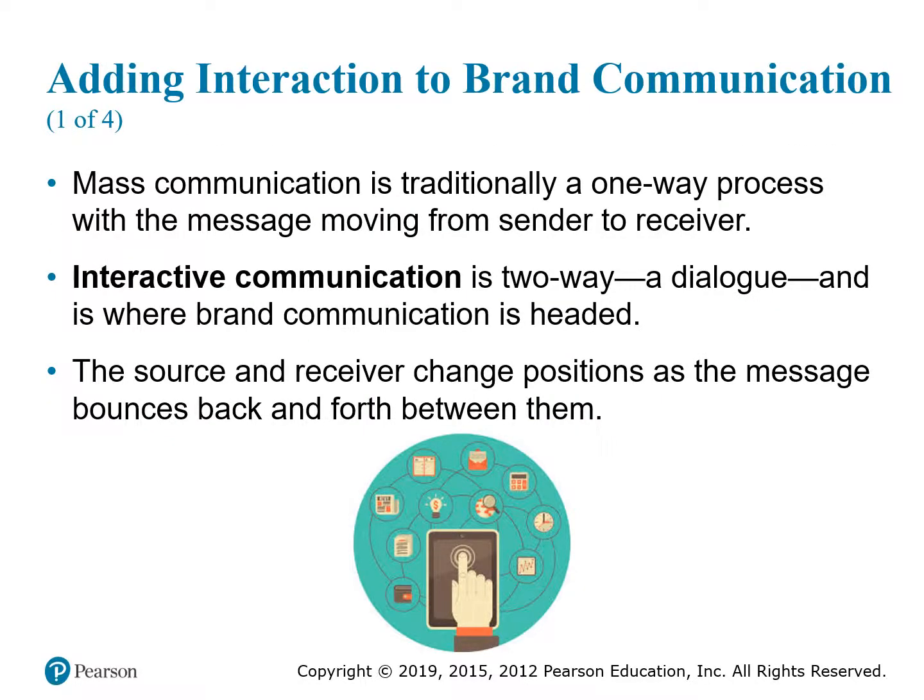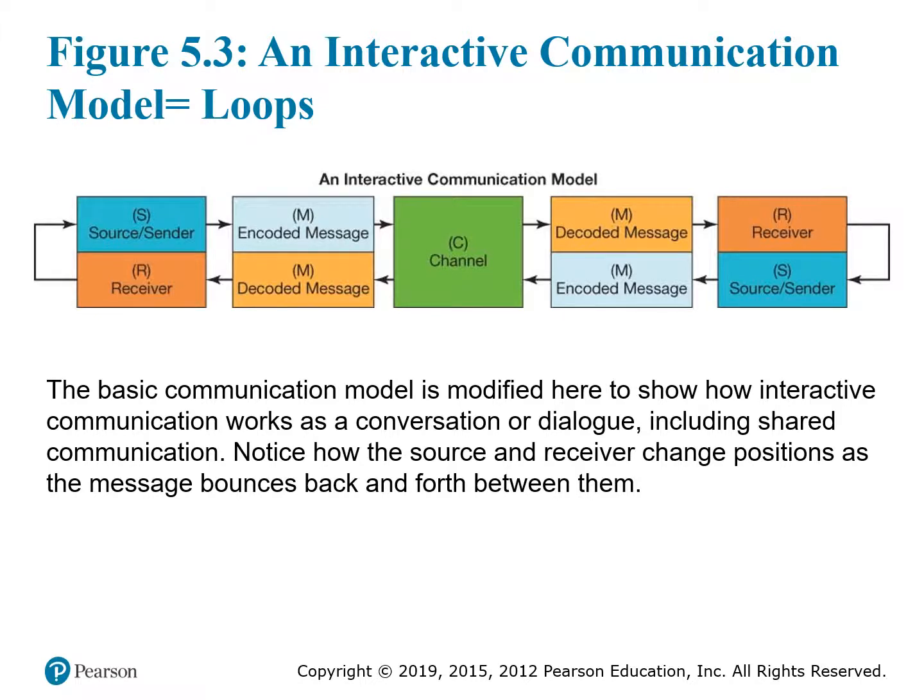Mass communication was always one way until recently. Now we have interactive communication that's two-way. So it's like a dialogue between two people. The source and the receiver change positions as the message bounces back and forth between them, okay? So here's an example of what that looks like. The source, the encoder, the channel, decoded message to the receiver, but then it comes all the way back. Because how would we know if the message was received correctly?